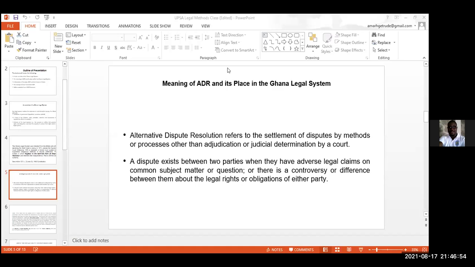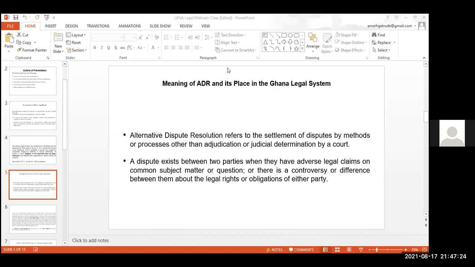When we talk of ADR, we are simply referring to a range of dispute resolution mechanisms or a range of procedures which serve as an alternative to litigation through the court system. So generally, when we talk of litigation, the understanding we have of litigation is what? Resolving legal issues through the court system. Resolving legal issues by going to court. That is what is generally referred to as what?